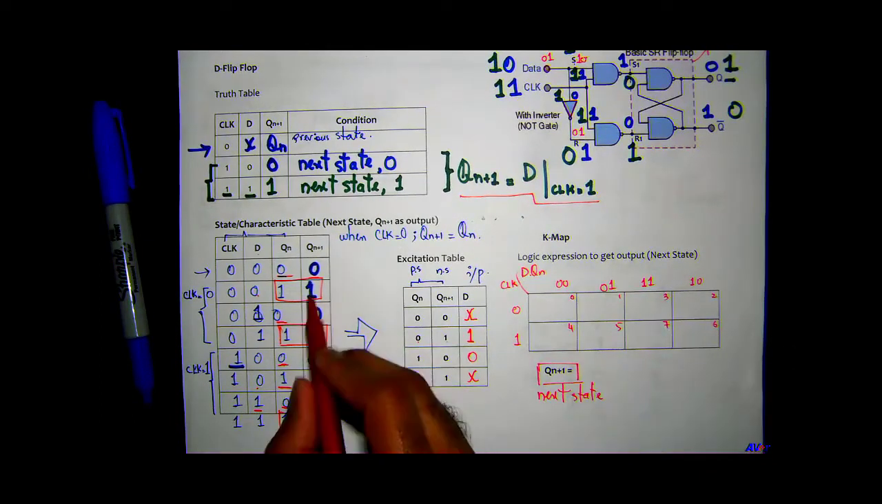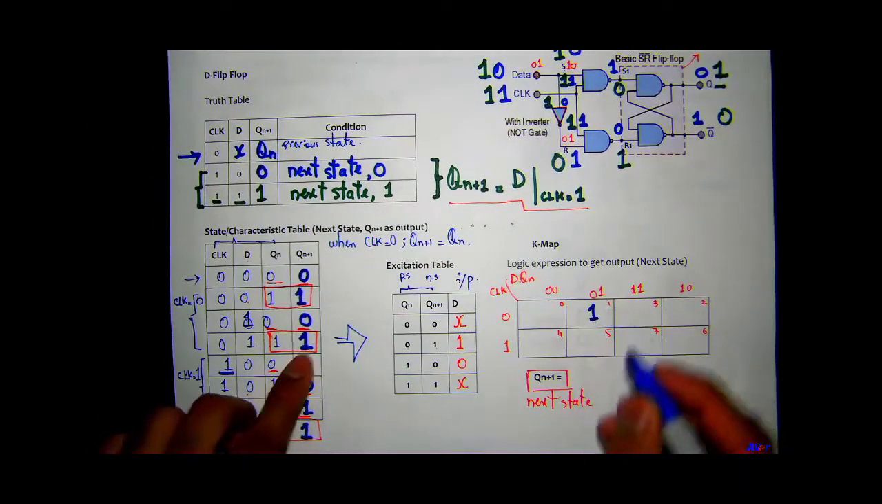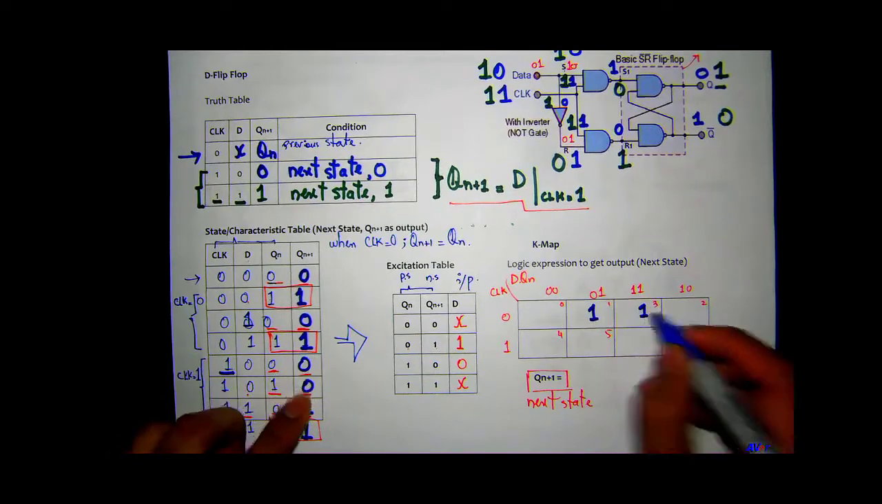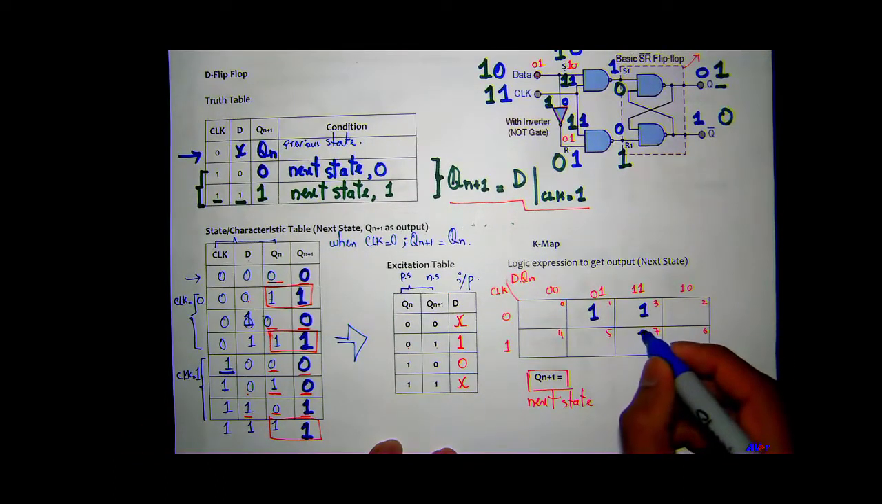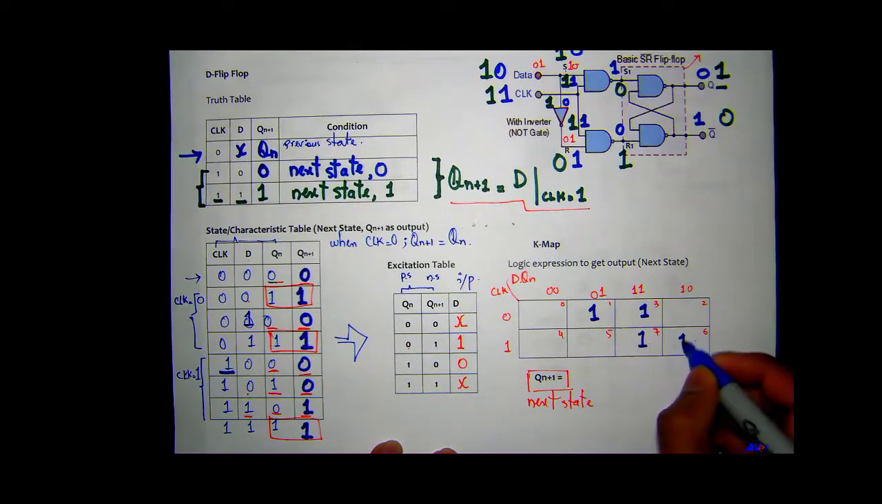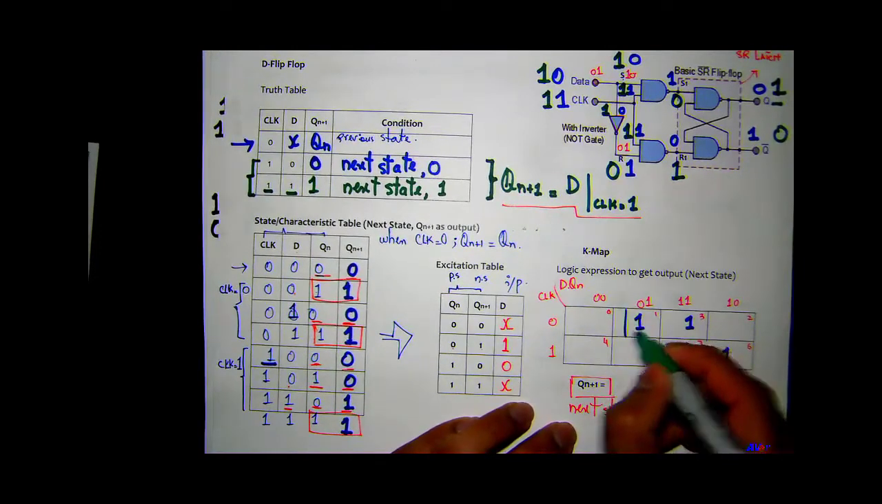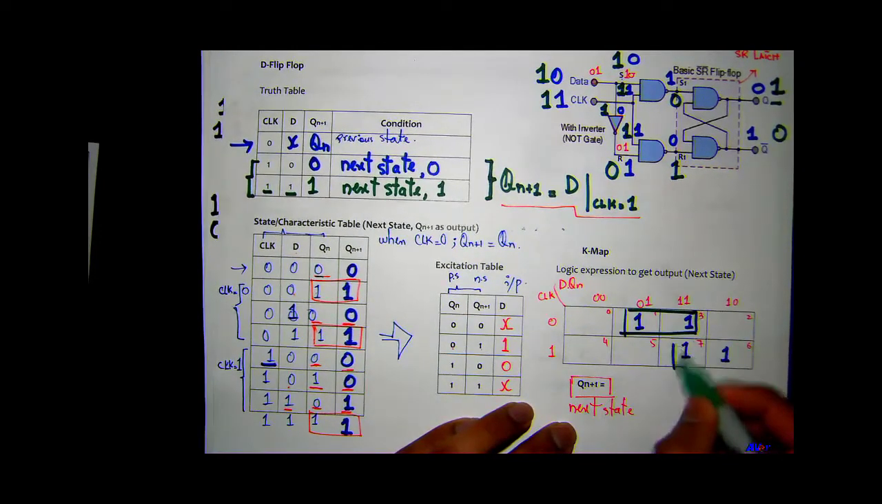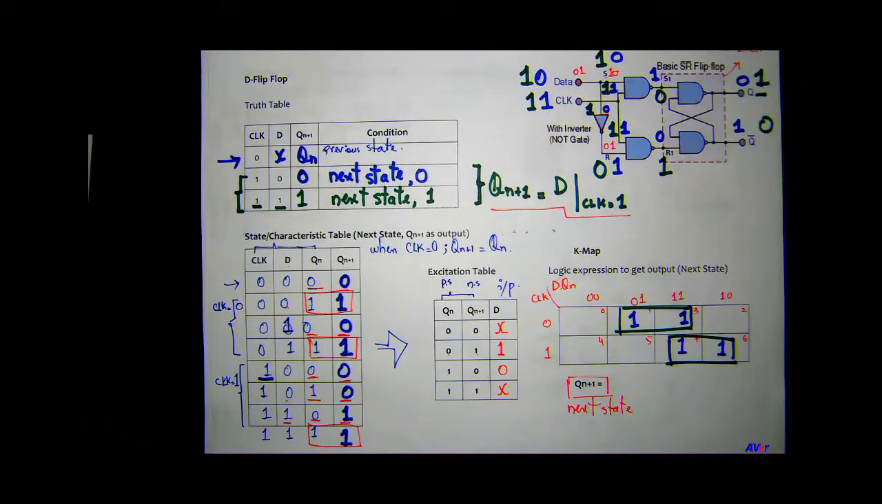Let's look at the min terms. So we got this 1 here. 3 is 1. 6 and 7 are 1. Okay, we will make these two pairs. We're not going to worry about these hazards at this point.